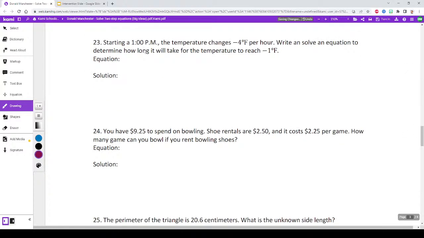Starting at 1 p.m., the temperature changes -4 degrees per hour. So we go -4 times x. Write and solve an equation to determine how long it will take the temperature to reach -1. Oh, I'm missing an actual temperature. That's interesting. Let me go back and see what happened there.